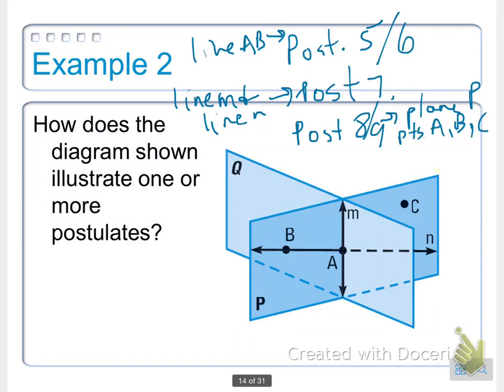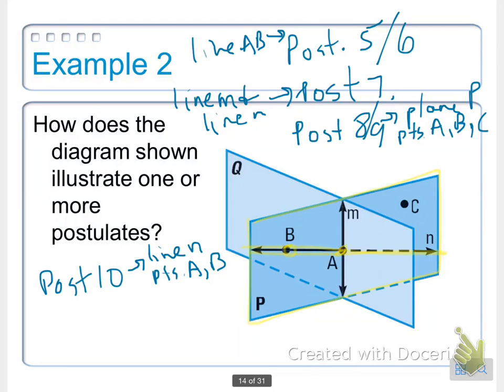Postulate 10 says if 2 points lie in a plane, then the line containing them lies in the plane. Well, that would be demonstrated here in postulate 10. We've got that because here's 2 points. There's the line AB, or you could call it line N. That means that line is also sitting in this flat plane. So that's postulate 10. So we could say we're using line N with points A and B because they're in plane P.